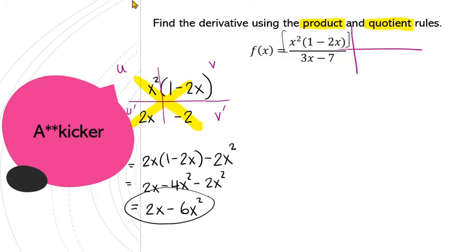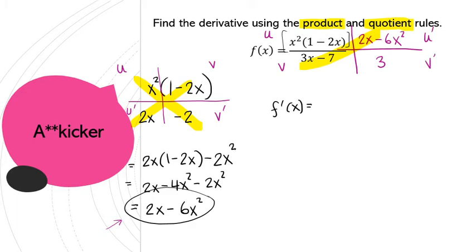I'm going to set up the way we do for the quotient rule. We have u over v. We just found what will be our new u prime, 2x minus 6x squared, and v prime is simply going to be 3. All right, let's build our monster.